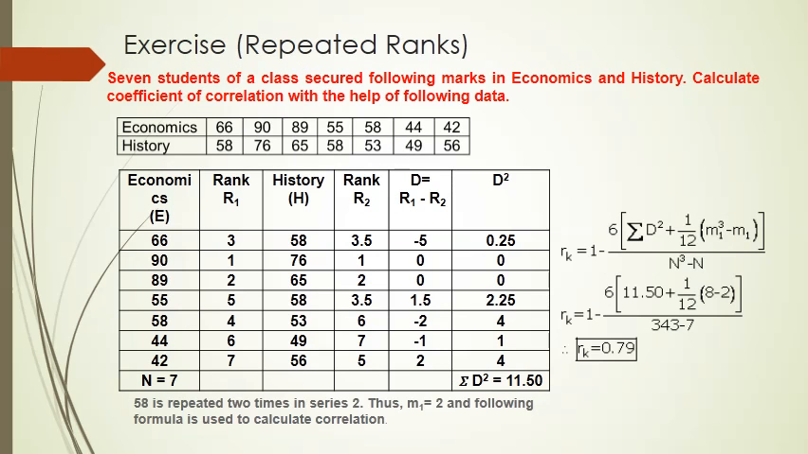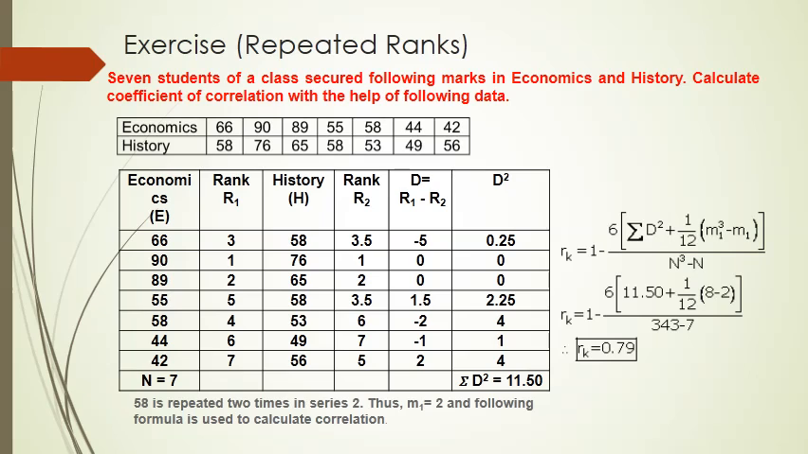So let us do one more question. This is for repeated ranks. You can see here marks are given for economics and history. Marks for economics are 66, 90, 89, 55, 58, 44 and 42. So marks are given, not ranks, so you have to give the ranks. And marks for history are 58, 76, 65, 58, 53, 49 and 56.